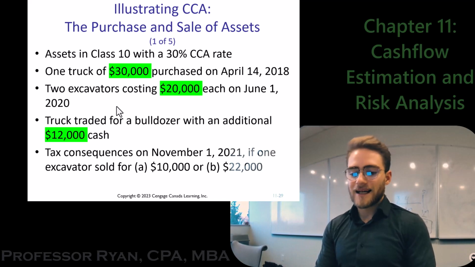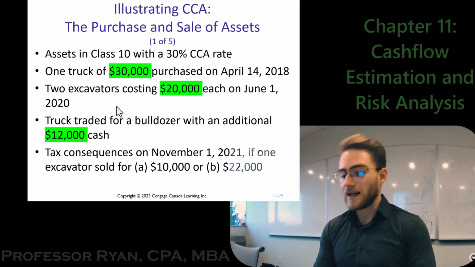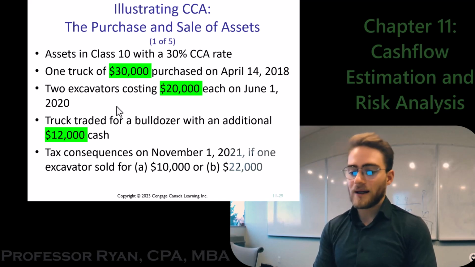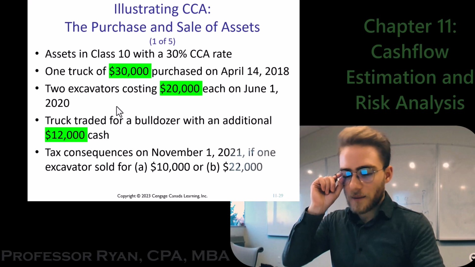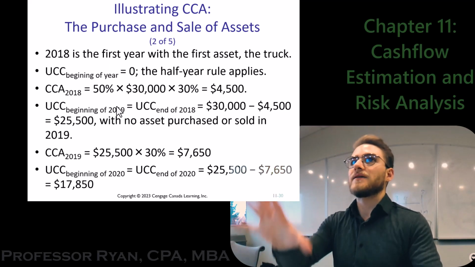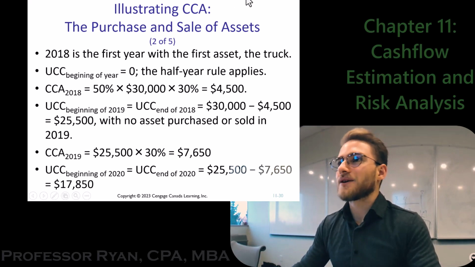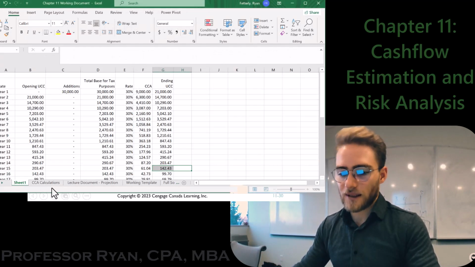And then they want to know what the tax consequences would be on November 1st, 2021, if one excavator sold for $10,000, or in the case of B, if one excavator sold for $22,000. Okay, so I am going to show you how this works in Excel instead of these detailed calculations, which I'm worried you might get a little lost in. So this is what that situation would look like in Excel.